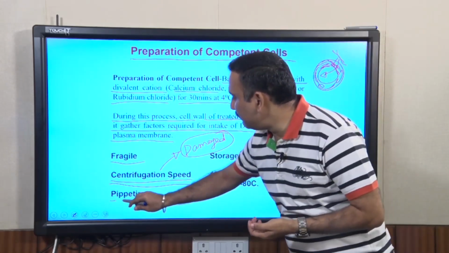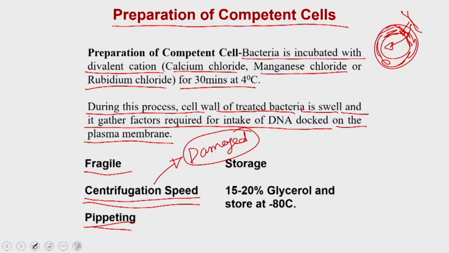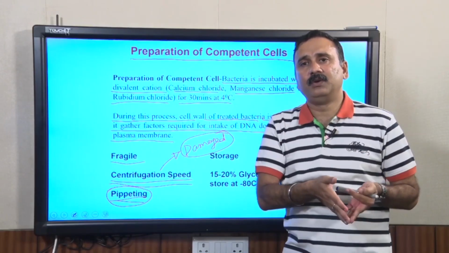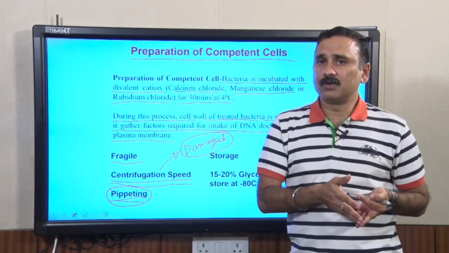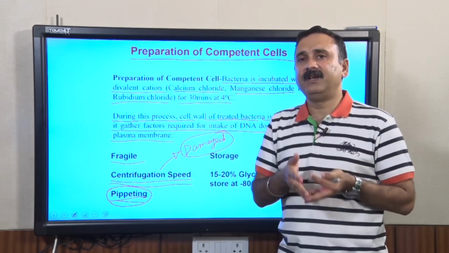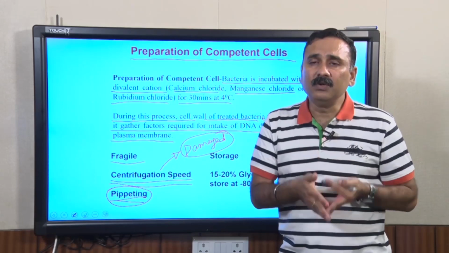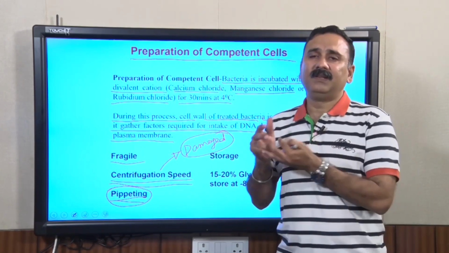Similarly, when you have prepared these competent cells, they are going to be pipetted into small aliquots, because you have to store them for long term storage, or because you have to use them in the future. So, for that you have to aliquot them. That pipetting also has to be done in a gentle manner, so that you do not give them shear stress. Centrifugation gives them shear stress, pipetting also gives them shear stress, and these are the factors which are eventually going to damage these cells and reduce the ability of these cells to take up the DNA.